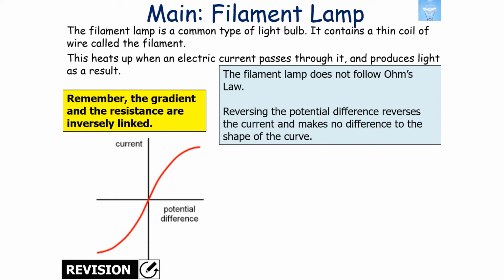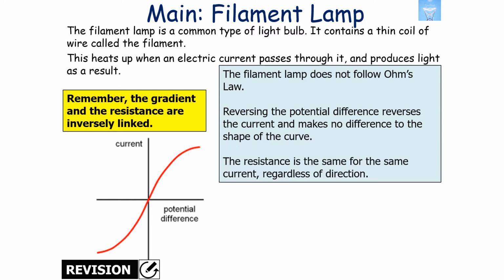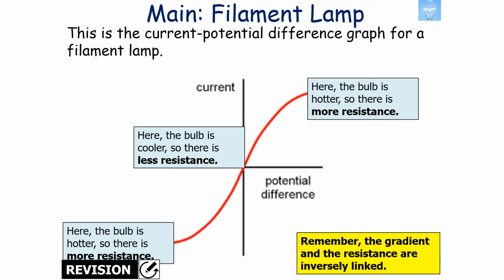Like we mentioned before, a filament lamp does not follow Ohm's law, but reversing the potential difference reverses the current and makes no difference to the shape of the curve. The resistance is the same for the same current regardless of direction. So just to clarify, this is the current potential difference graph for a filament lamp.